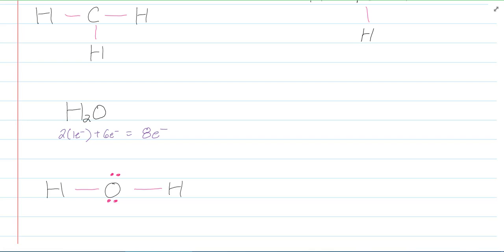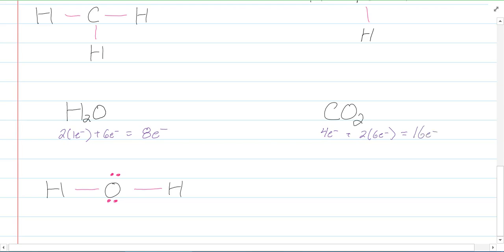Let's talk about CO2. Electron count: 4 for carbon, plus 2 times 6 for oxygen. So that's 16 electrons. Who's in the middle? Probably C. So O, C, O.